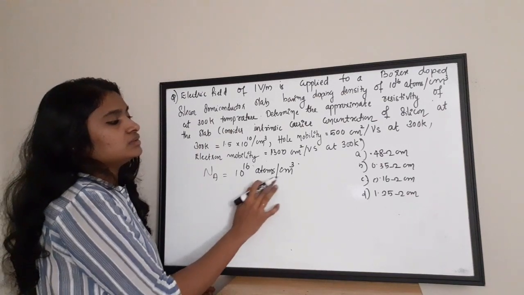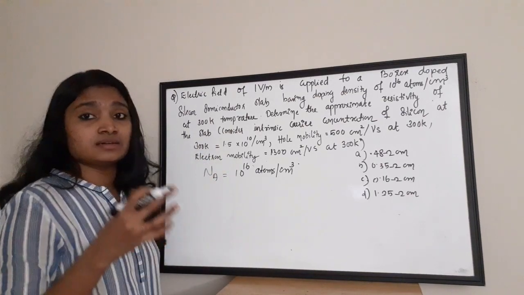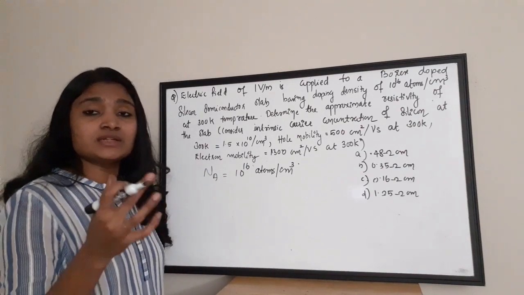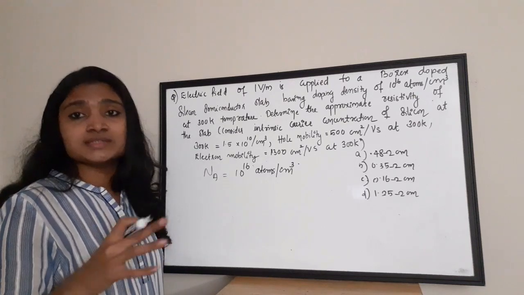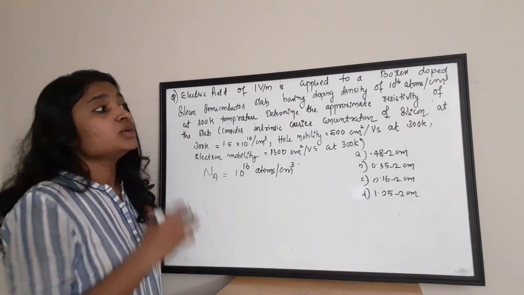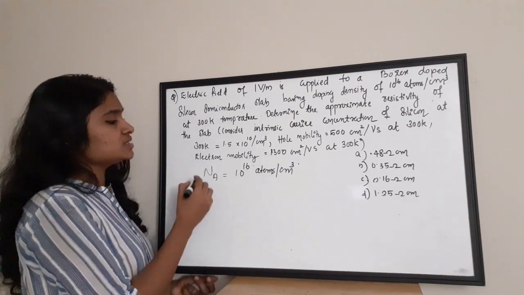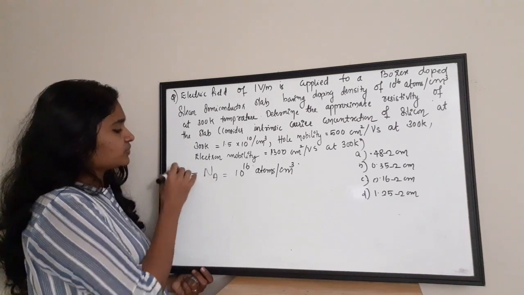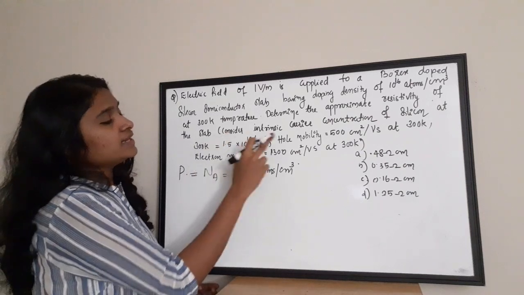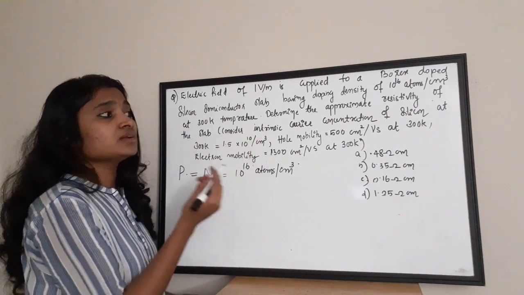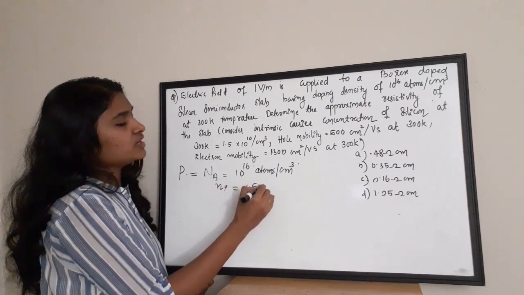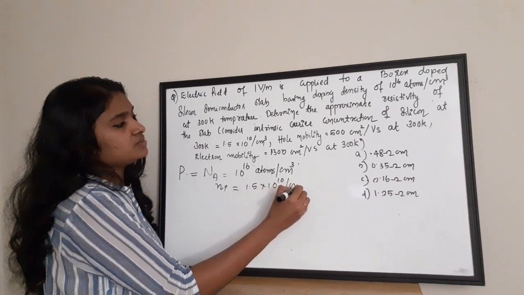Now, if the intrinsic silicon is doped with an acceptor dopant, we'll get holes generated in the silicon structure, and the number of holes generated will be equal to the doping density. So this Na is equal to P, which is the number of holes. Also, it is given in the question that the intrinsic carrier concentration of silicon Ni is 1.5 into 10 raised to 10 per centimeter cube.